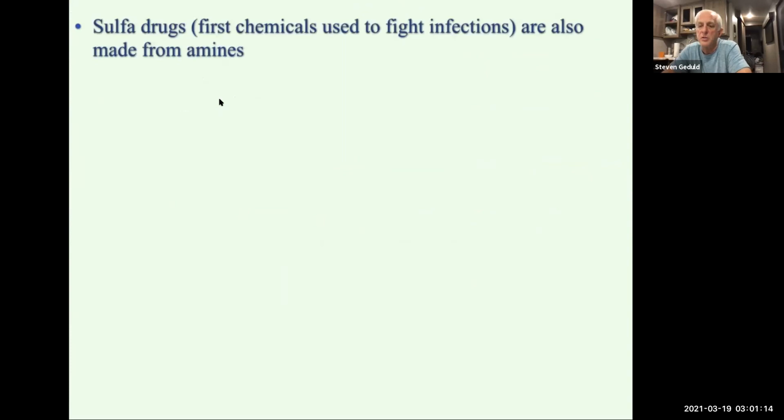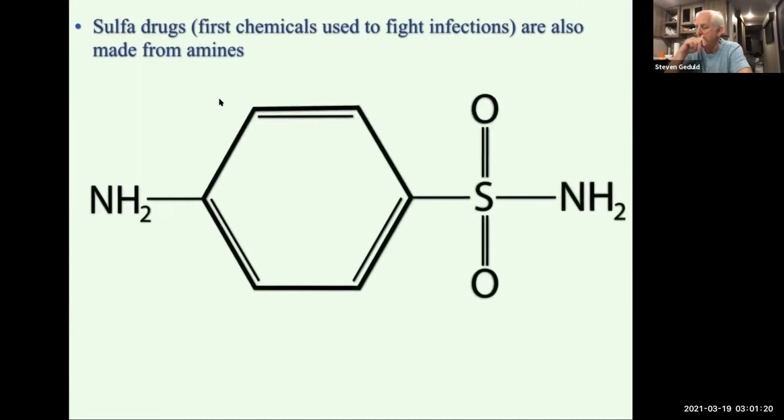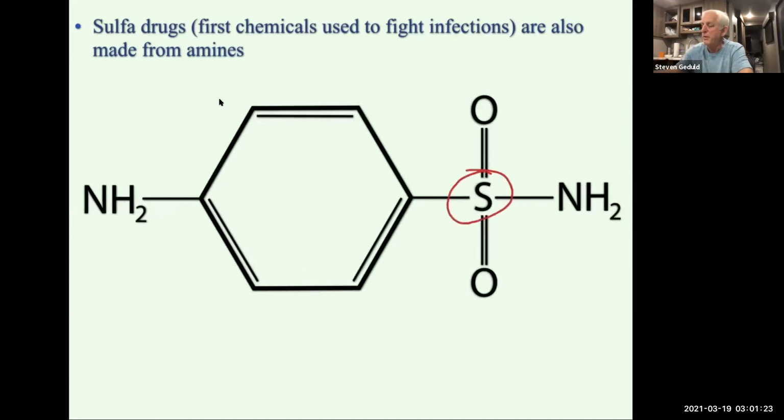Sulfa drugs. Those are the first chemicals we used, before penicillin, to fight infections. They also come from amines. This is your sulfa drug right there. The S group is on there. This is sulfanilamide.